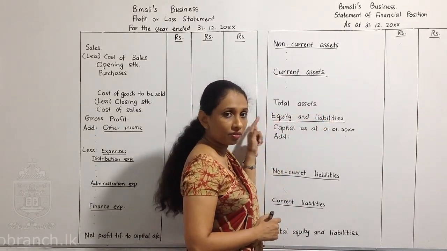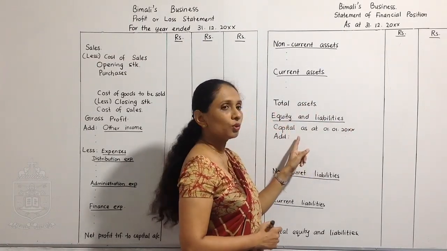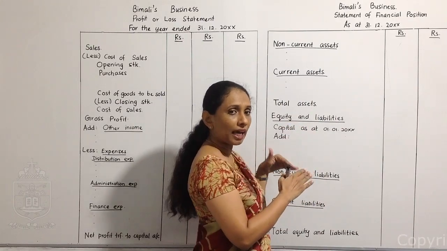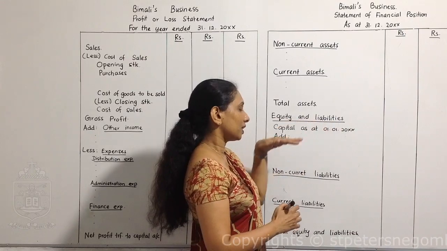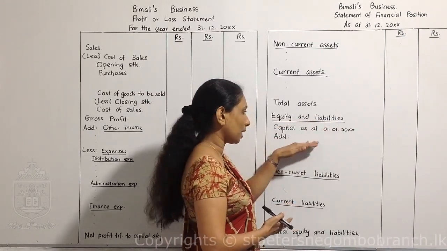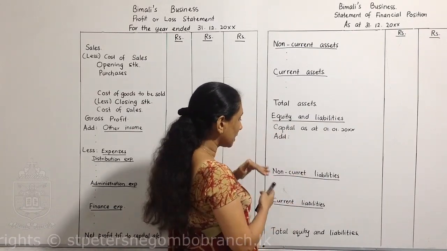Then after that we have the equity and liabilities. I have mentioned the heading. Then the very first item under that will be the opening capital. So I have marked that, and whatever the additions or deductions from the capital will come in. So I have left some space to put those adjustments.